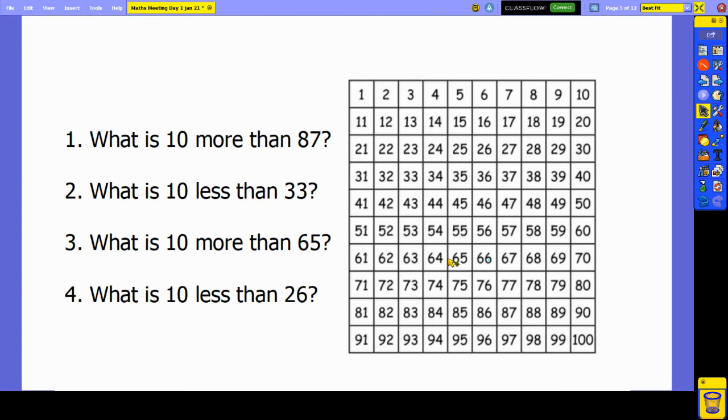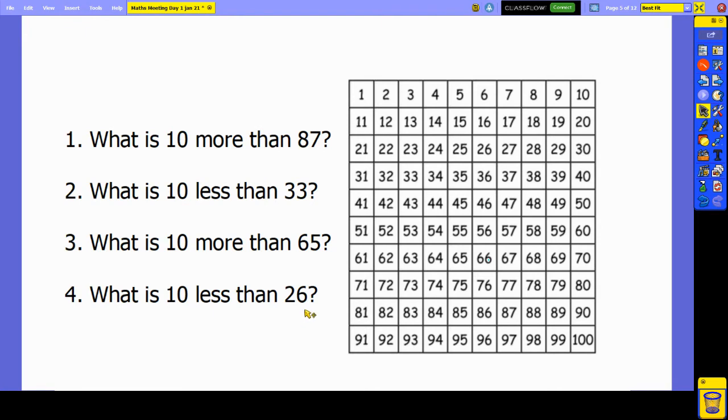So find 65 on my 100 grid. I've got 65. Again, I know what to do because I'm on 10 more than 65. I go down. Brilliant. I jump down to 75. 10 more than 65 is 75.